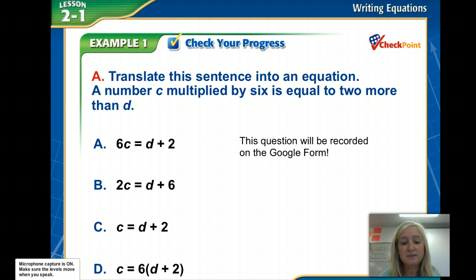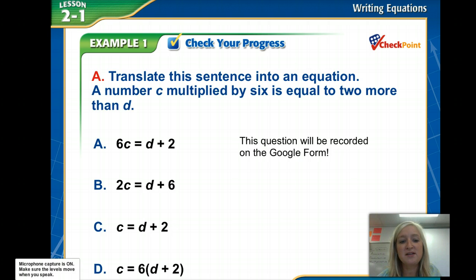Let's move on. The next question is our multiple choice question. In each one of these flip videos, there will be a multiple choice question as well as an open-ended question. These are to be copied down in your notes. Write down the correct answer that you will then fill out on the Google form located on my Google site.